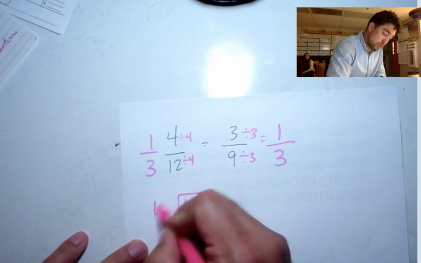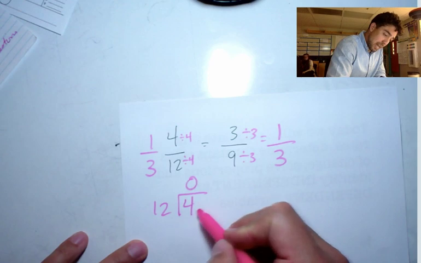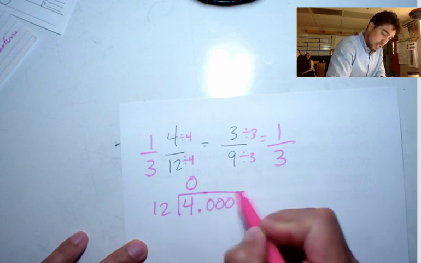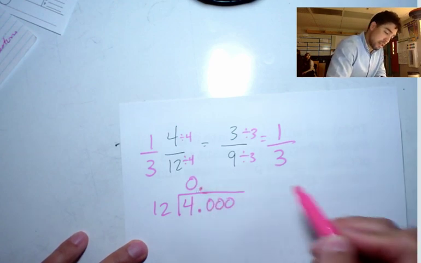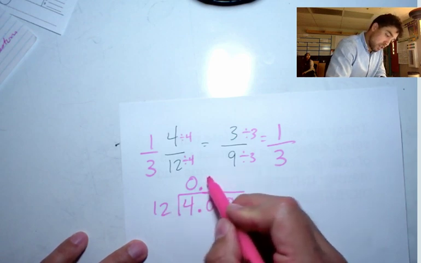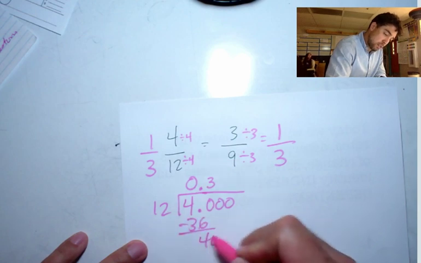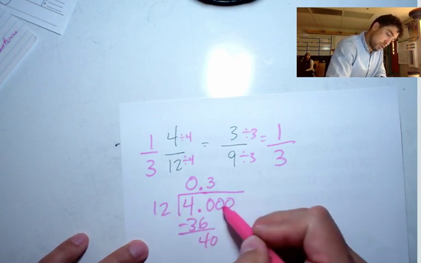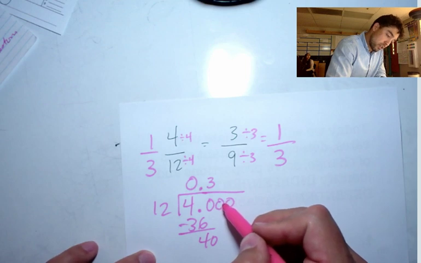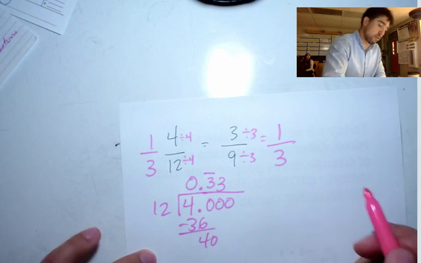How many times does 12 go into 4? 0, right? We need a decimal. And I always like to add 3 zeros in case we need the space. How many times does 12 go into 40? 3 times. 3 times 12 is 36. Drop the 4. How many times does 12 go into 40? 3. So it looks like this is going to be 0.3 repeating, or 3/10 repeating.